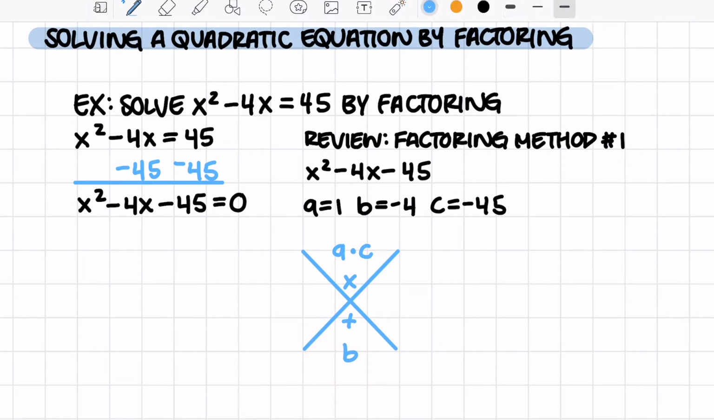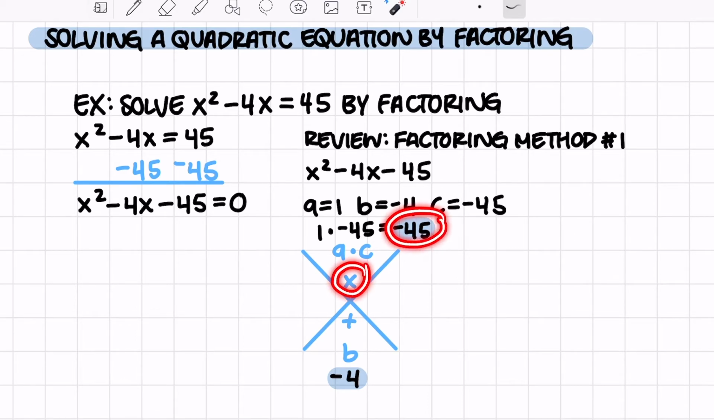So if I start off with the a and the c first, we have here 1 times -45, which equals -45 here. My b value is equal to -4. So now I have the two numbers, -45 and -4. I need to find two numbers that multiply to get -45, but add to get -4.